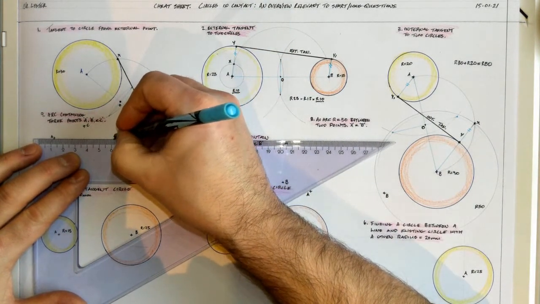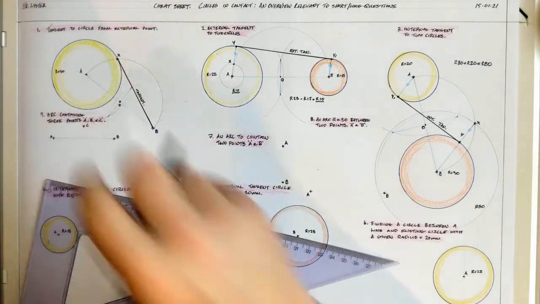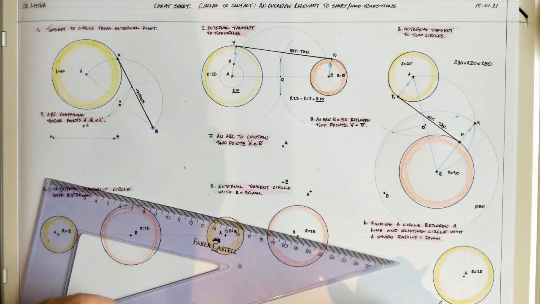We have A, B, and C, okay? So let me just connect A and B here, okay? And then we have point C right there. And we want to find an arc containing the 3 points A, B, and C.